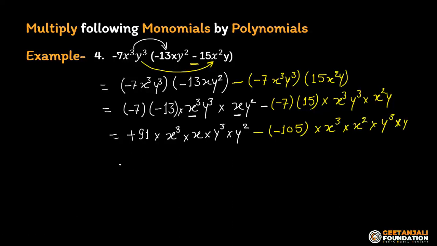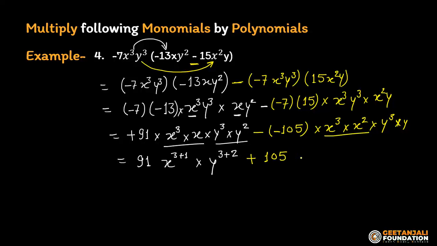Now let's simplify it further. So I'm removing this plus sign. No need to write the plus sign again and again. So I'll write this 91, and here the bases are the same. So I can write x raised to 3 plus 1, because this 1 will come from here, times these two. I can write y raised to 3 plus 2, and this negative when multiplied with a negative number, two negatives multiply will give you positive. So it will become positive 105.